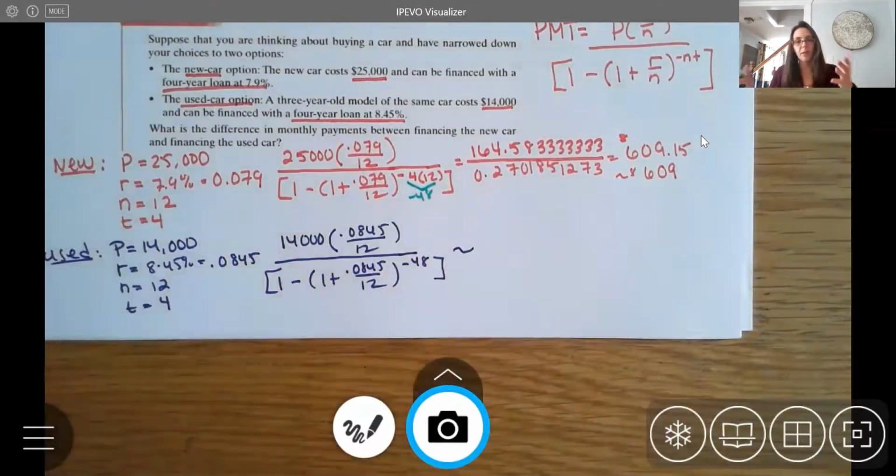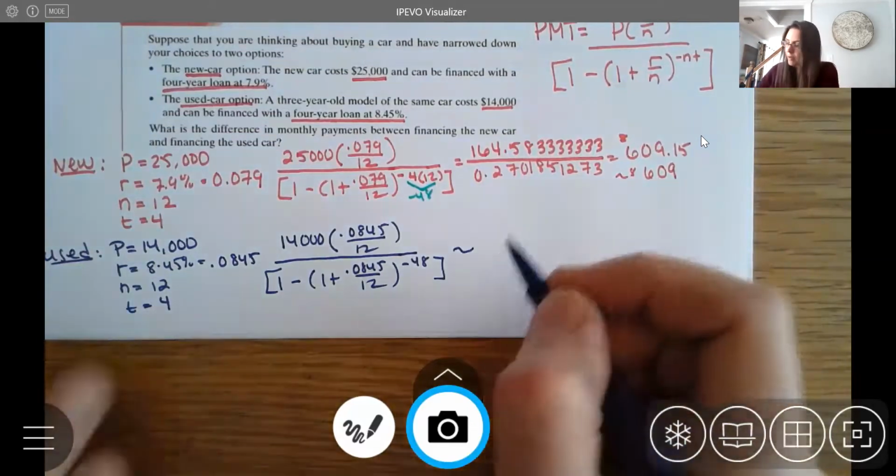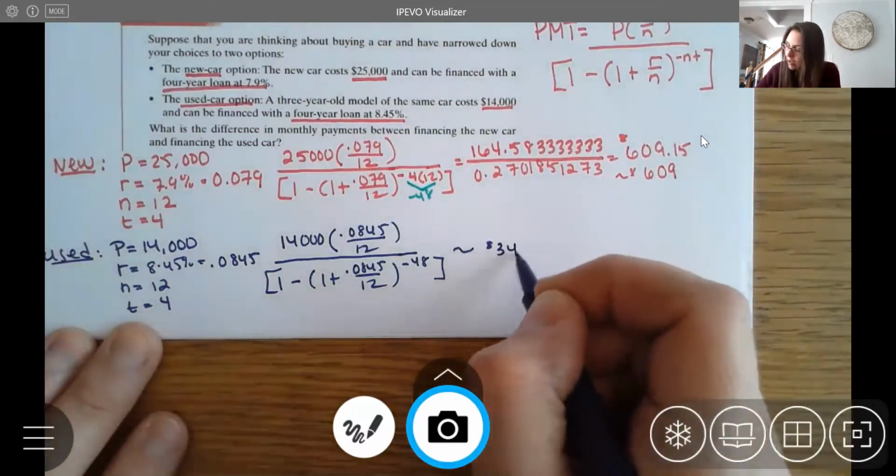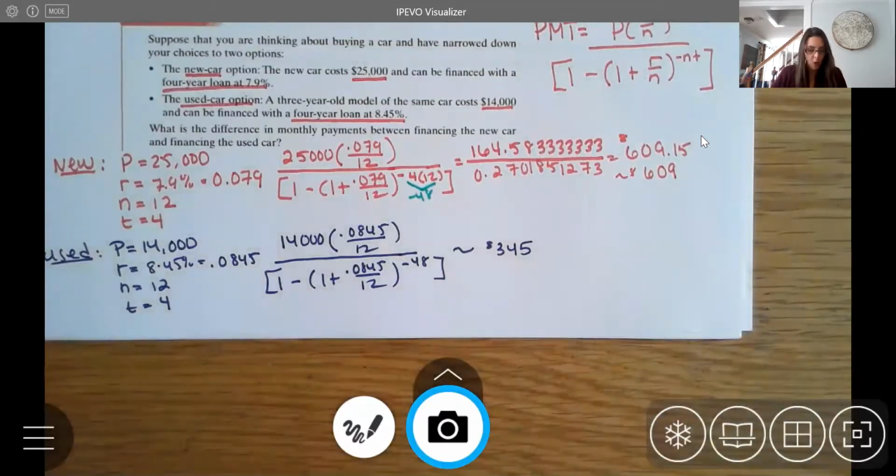Now I'll save us some time here so you can do it on your calculator again, and I'll just use your book's rounding. So they rounded to about $345 using the nearest whole number.